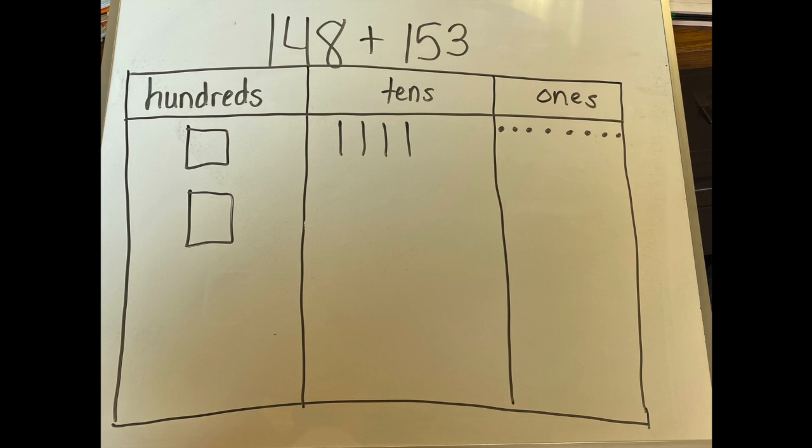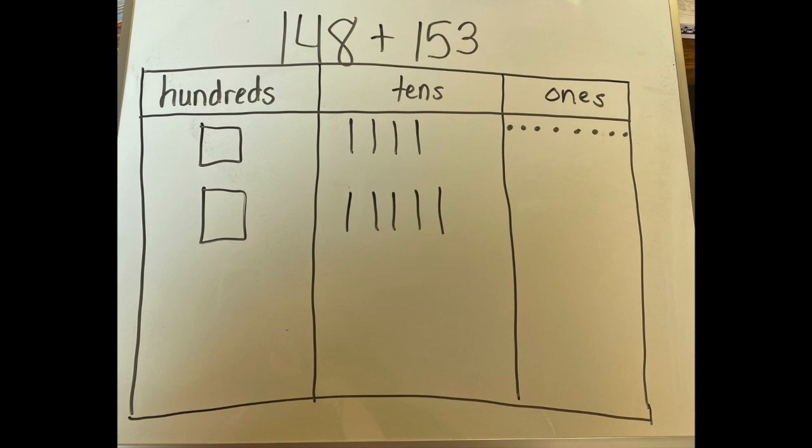And I'm going to look at my tens place next in 153. I have 5 tens. So I'm going to do what I did last time and just draw a stick for each 10. And that would be 5 sticks. So that means I have 5 tens. Finally, I'm going to take a look at my ones place in that last number, 153. And I have 3 ones. So just like last time, I'm going to draw little dots to show you that I have 3 ones.